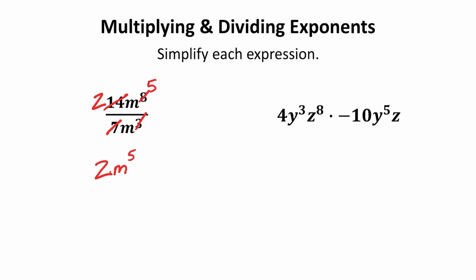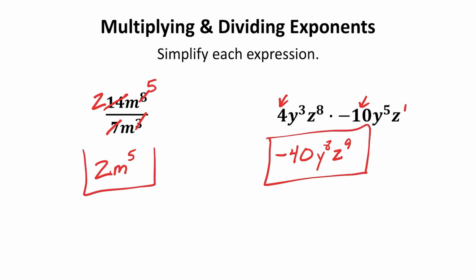Okay? Whenever you're multiplying these, you add the exponents instead. So the coefficients, these numbers in the front, you multiply those together and you'll get negative 40. Then you just add up all your letters. Y to the third times y to the 5th is y to the 8th, so you do 5 plus 3. Z to the 8 times z to the 1 is z to the 9 because you add those. And that's how you get it.